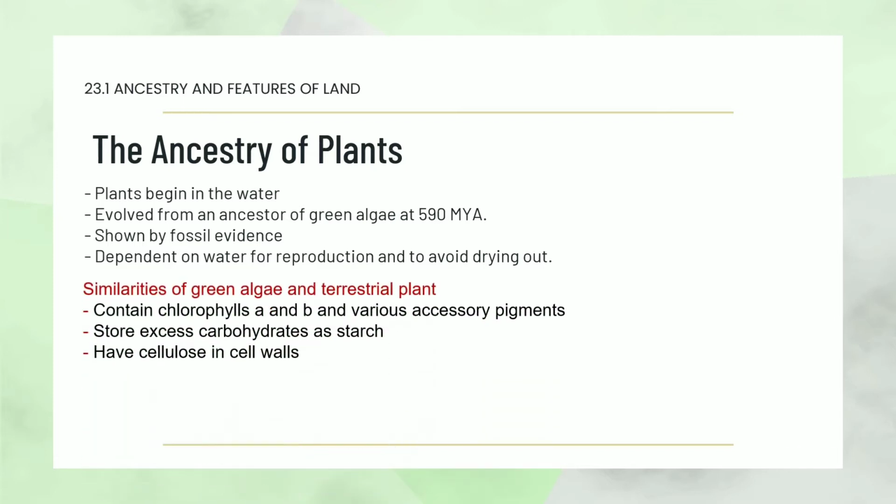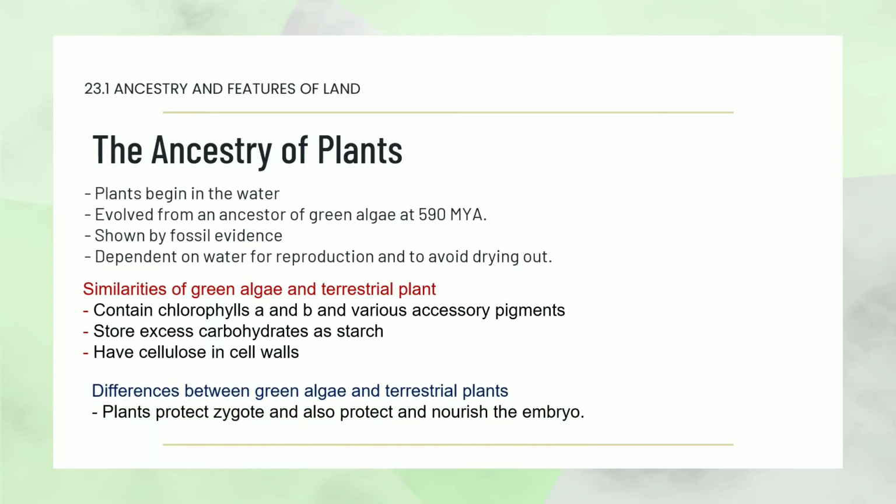So, what are the similarities of green algae and terrestrial plants? Firstly, both of them contain chlorophyll A, B, and various accessory pigments. Second, both of them store excess carbohydrates as starch. Third, both of them have cell walls which are composed of cellulose. However, the difference between green algae and terrestrial plants is that plants will not only protect the zygote, but will also protect and nourish the embryo.